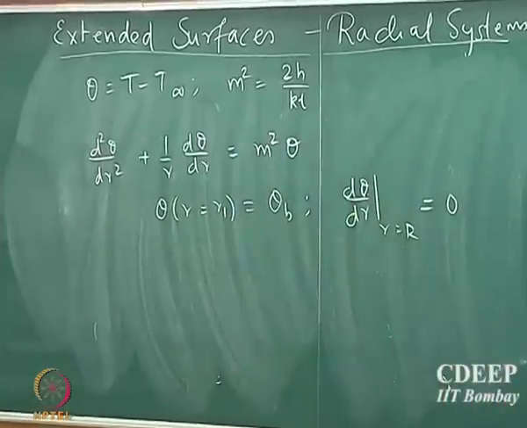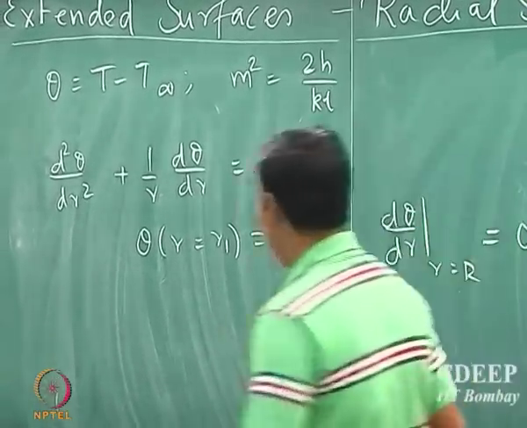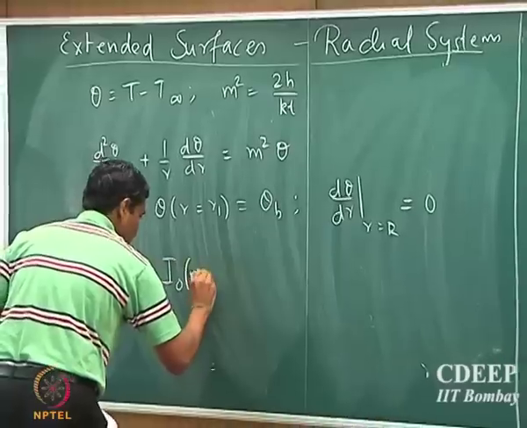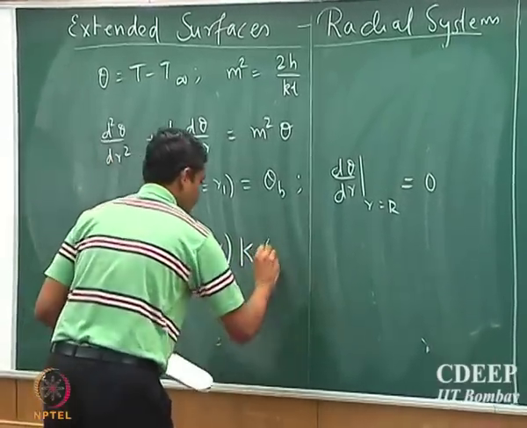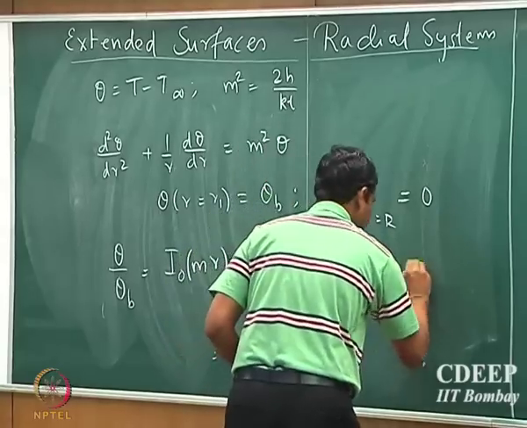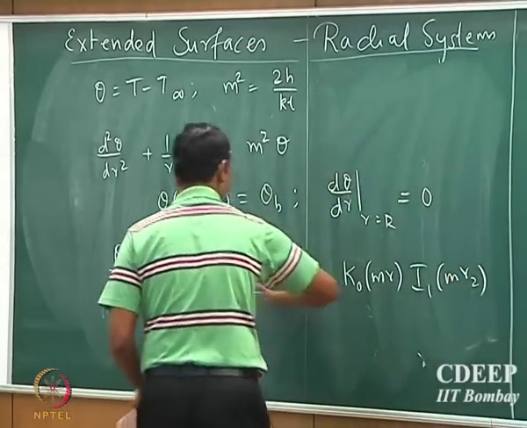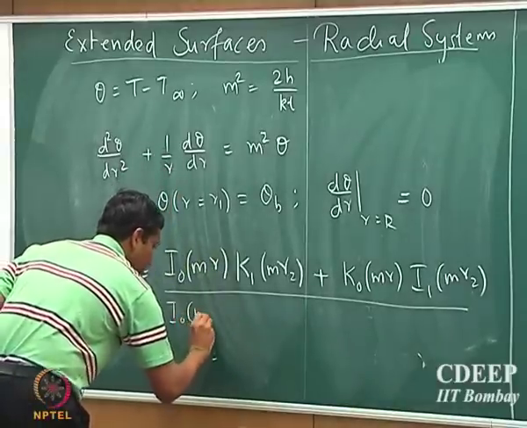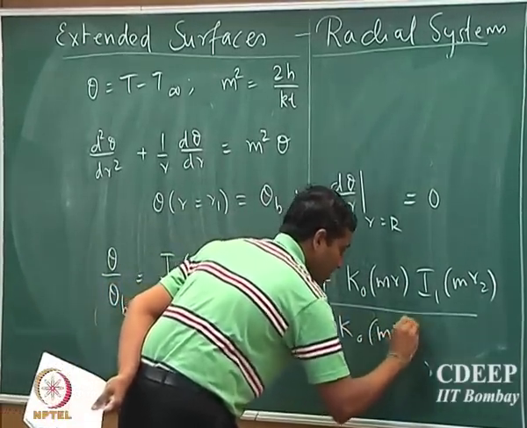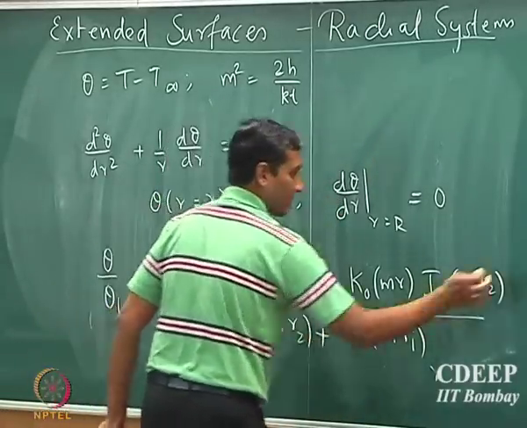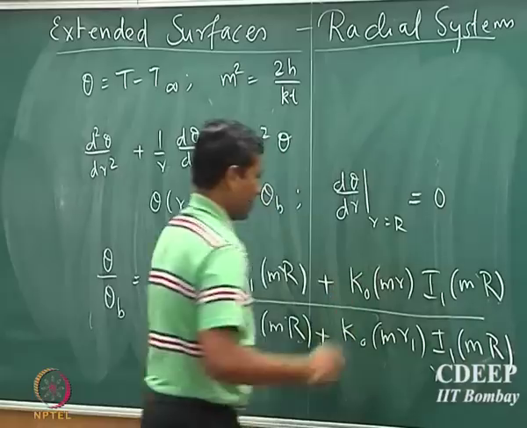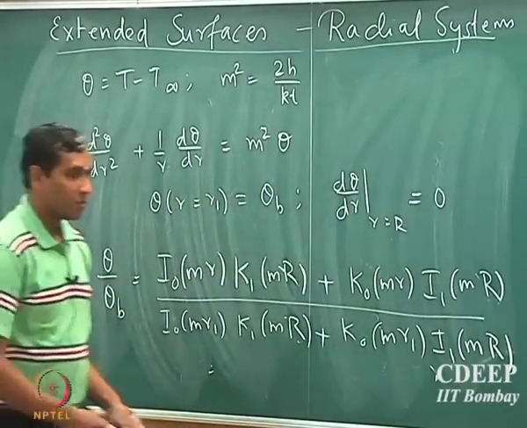I am not going to derive the solution. You should derive this and convince yourself. So I will give you the solution. mr K1 mr2 plus K0 mr into I1 mr2 divided by I0 mr1 K1 mr2 plus K0 mr1, oops, that should be capital R, sorry, into I1 mr. So R is the outer radius of the fin, and that is the solution.